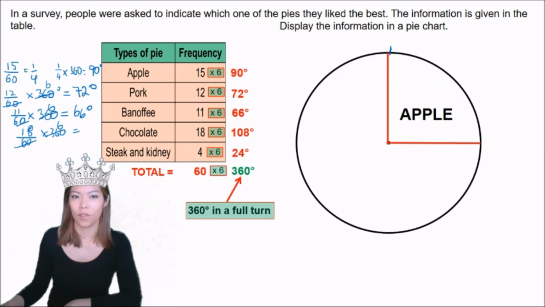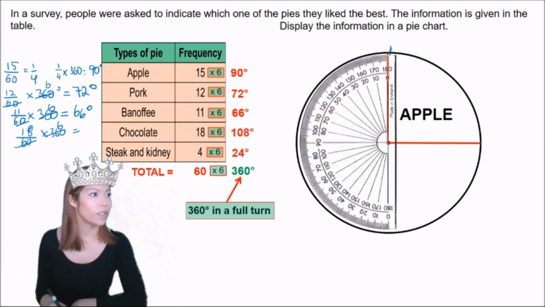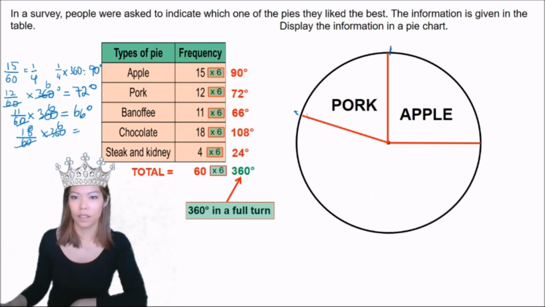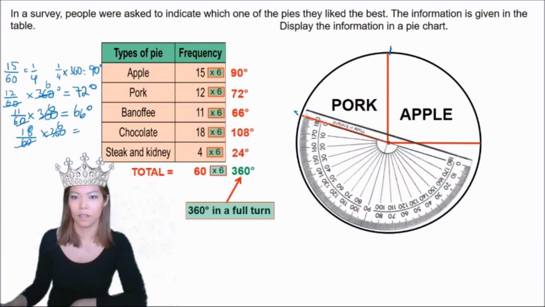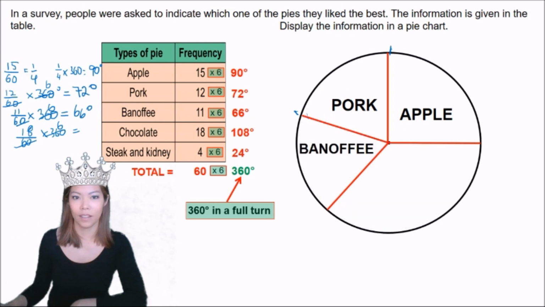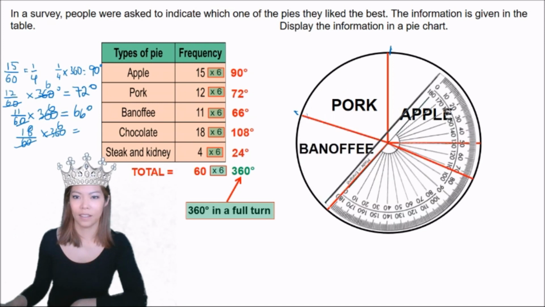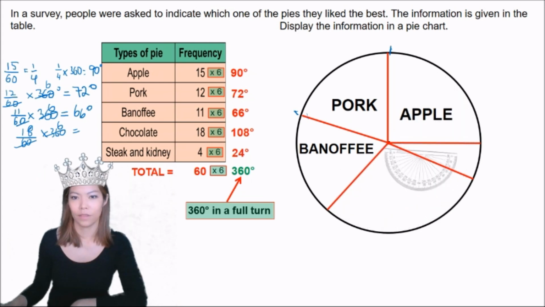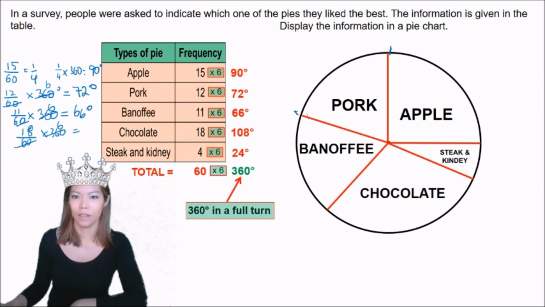And then after that, you go for 72 degrees. 72 is in between 70 and 80. Be very careful not to go backwards. So it's somewhere there. And then we do 66. So always realign your protractor. Then 108. And the last bit, if you look carefully, it should read 24. So label all your titles.